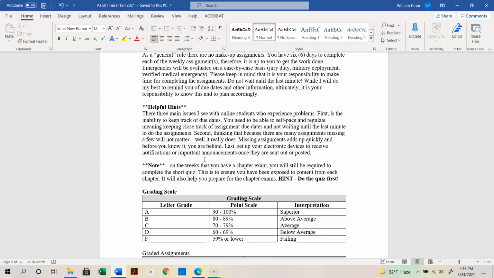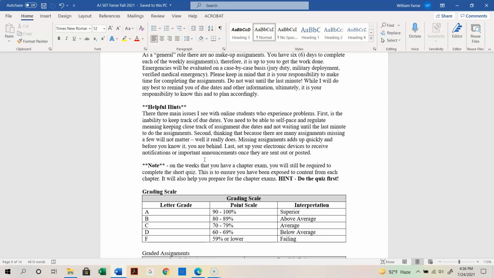Second, thinking that because there's so many of these little ethical dilemmas and quizzes and discussion boards, missing a few really doesn't matter. Well, in reality, it kind of does, because missing assignments tends to add up quickly. It kind of sneaks up on you. And before you know it, you're behind. If you miss 2 of those, 3 of those, you could be down like 80 points or something like that. So just think about that and remember that missing assignments really does tend to creep up.